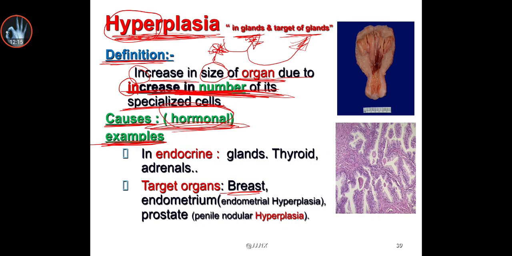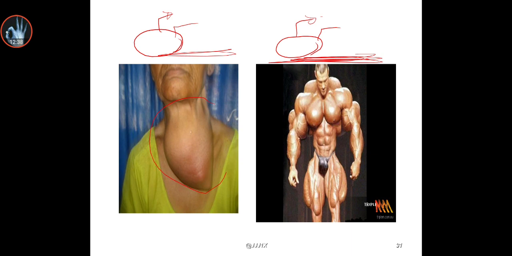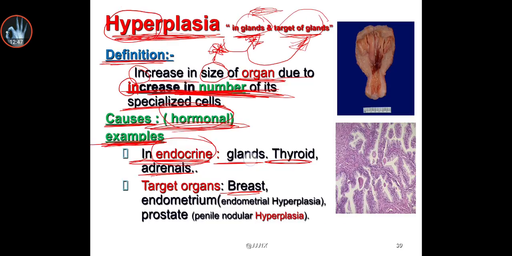So let's continue about hyperplasia. One of its examples is in the endocrine system, where we have the target glands. Now we're talking about glands as endocrine, like the thyroid and adrenal glands. Hyperplasia occurs in the thyroid gland, such as this. This is thyroid hyperplasia.